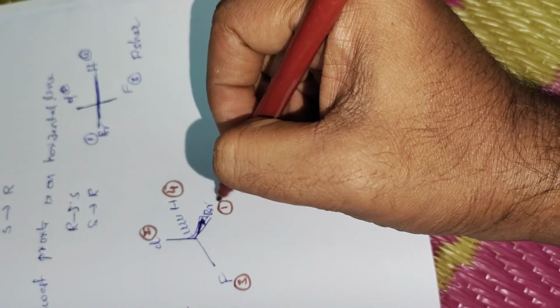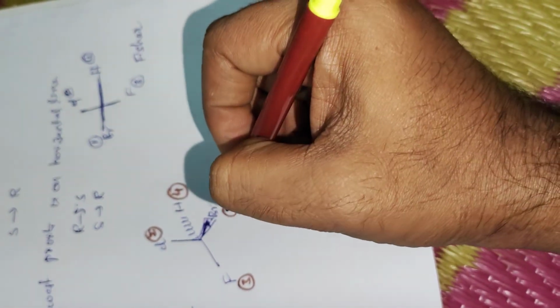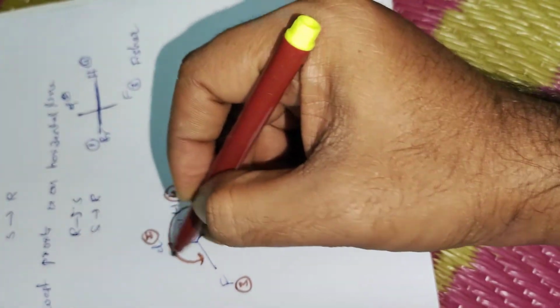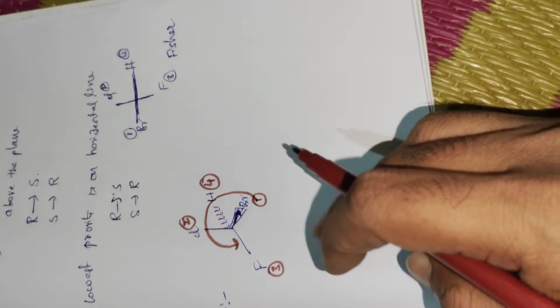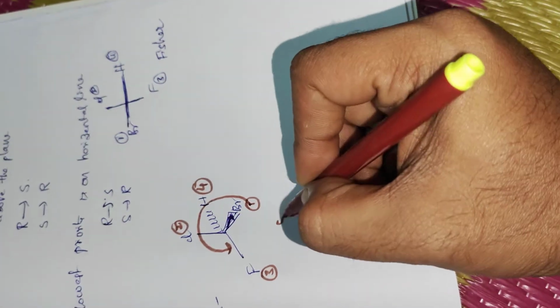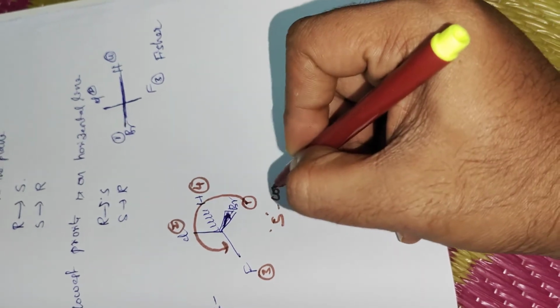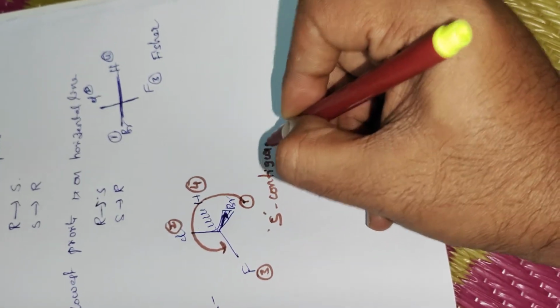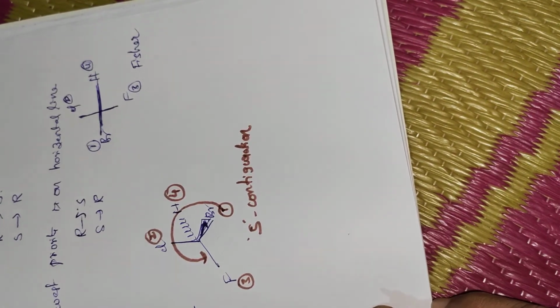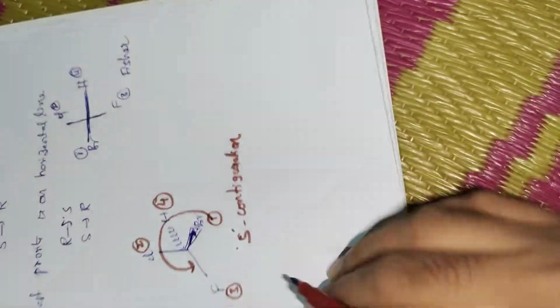Now 1, 2, 3. You go 1, 2, 3 like this. Which direction is this? Anti-clockwise. Anti-clockwise direction means this is the S configuration. The configuration is S configuration. Next, one more example.